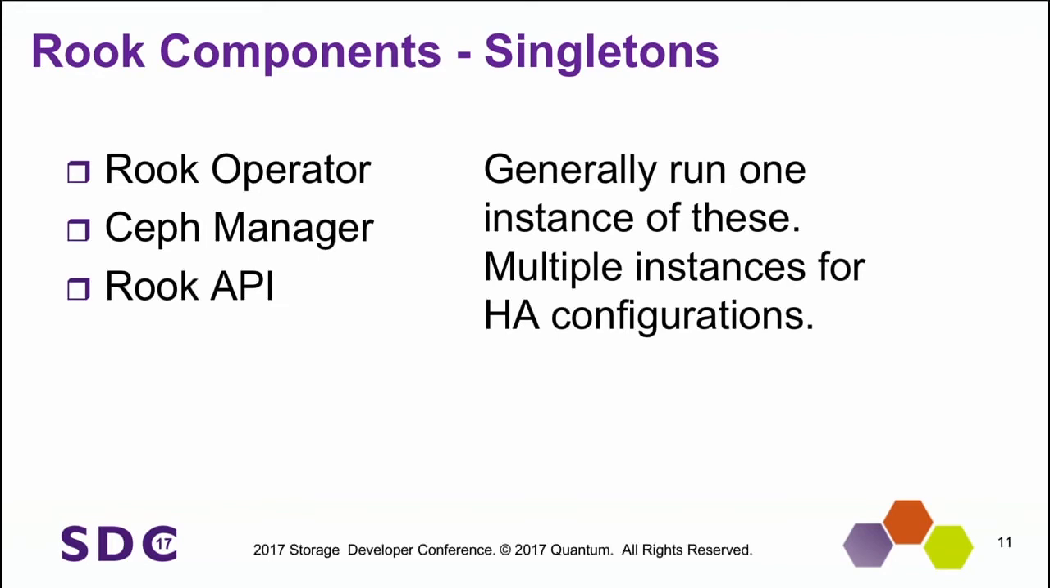So first off, the operator, the Ceph manager, and the Rook API are pretty much singletons. You generally run one instance of these. You may run 2 or more for high availability, but it's a master-slave relationship. You'll fail over to the other node if you need to. So they're very easy to manage.